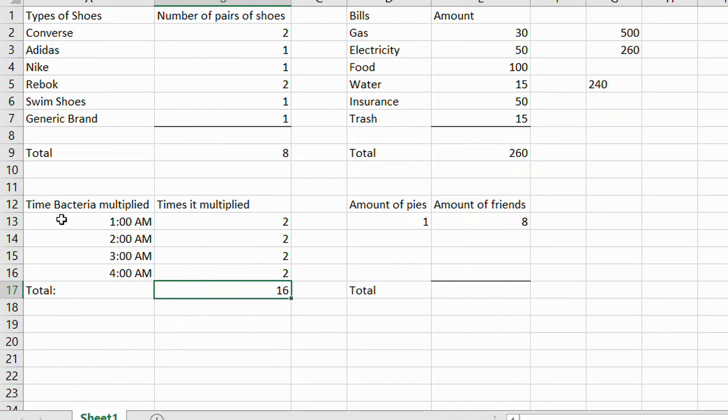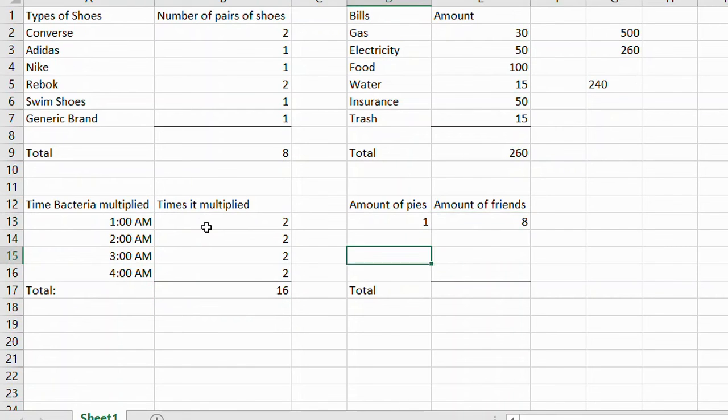So in this case, if I had one bacteria cell and it multiplied 2 times at this time, 2 times at this time, 2 times at this time, and 2 times at this time, it will equal 16 pieces of bacteria. And we can double check that: 1 times 2 is 2, 2 times 2 is 4, 4 times 2 is 8, and 8 times 2 is 16.